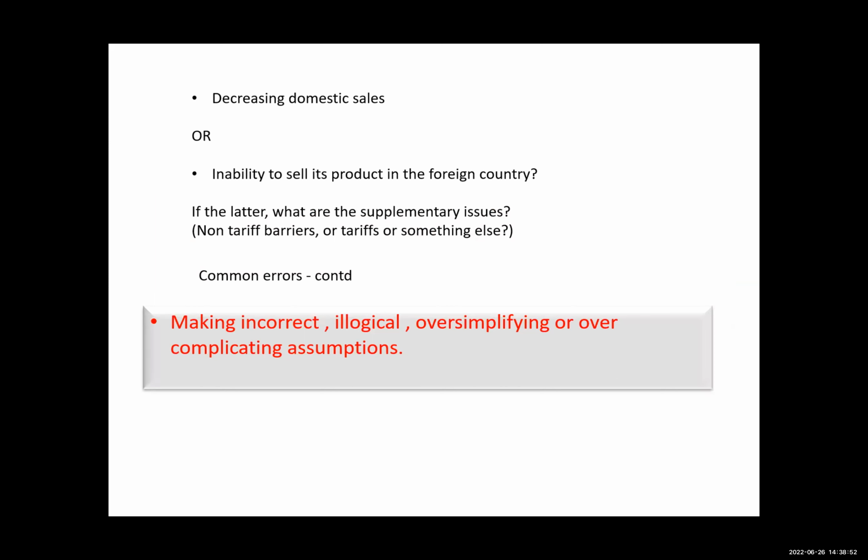So here it is the foreign country and decreasing domestic sales, right? After zeroing in on the key issue, what are the supplementary issues? Suppose this is the key issue, then tariff barriers or something else, what happens? Your flow starts into the case. You start searching for your answers. So even before you go to the next paragraph, what are the supplementary issues? Why are they not able to sell? Then you look for answers in the business case. Instead of blindly going through the case, you are now pausing and beginning to ask questions.